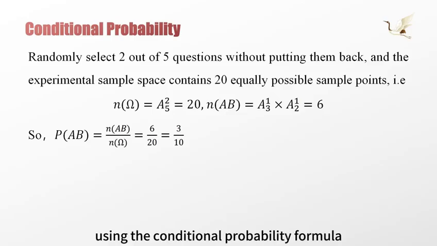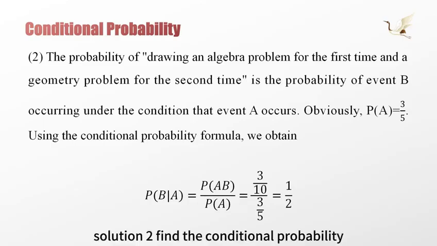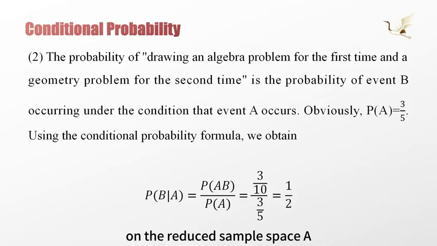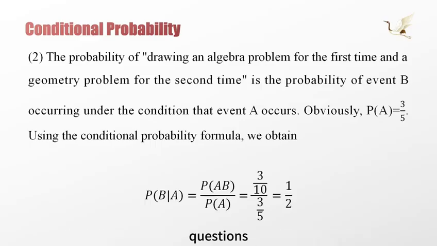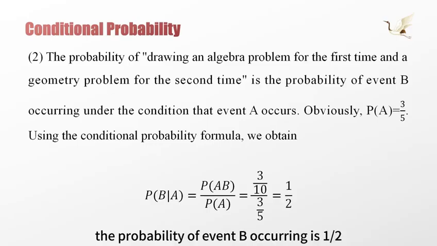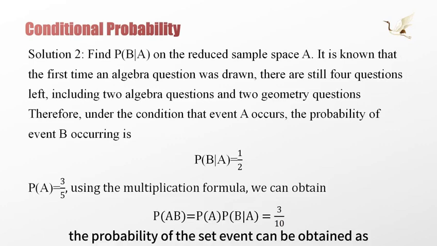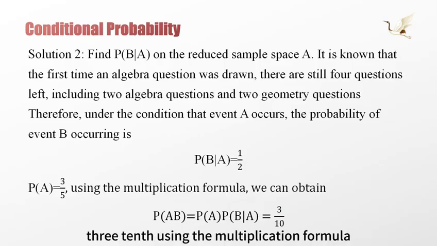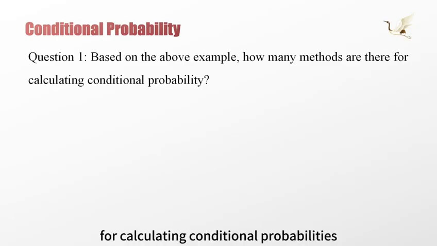It can be obtained using the conditional probability formula. Solution 2. Find the conditional probability on the reduced sample space A. Given that an algebra question was drawn the first time, there are still 4 questions left, including 2 algebra questions and 2 geometry questions. Therefore, under the condition that event A occurs, the probability of event B occurring is 1/2. Also, because P(A) is equal to 3/5, the probability of the product event can be obtained as 3/10 using the multiplication formula. Follow-up question: What are the general methods for calculating conditional probabilities based on the above example?